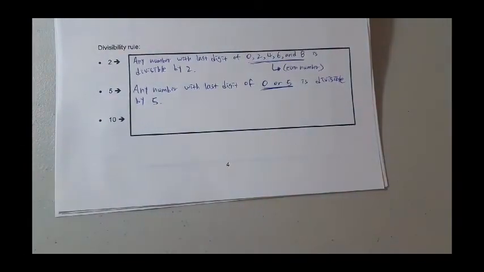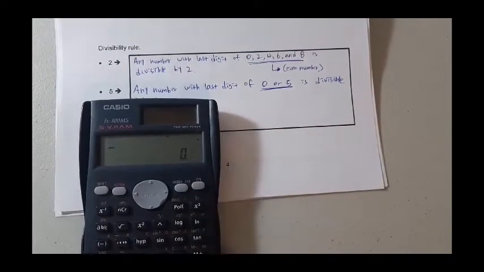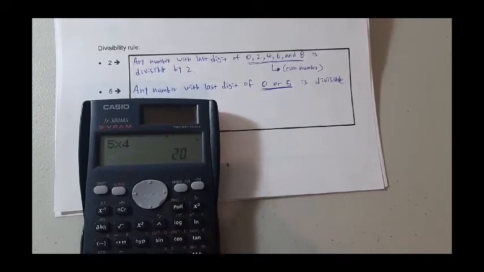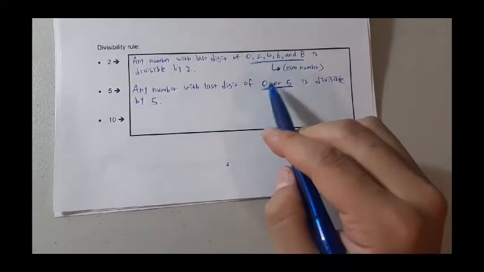If you doubt it, I want you to think about your multiplication of 5. 5 times 1 is 5. 5 times 2 is 10. 5 times 3 is 15. And 5 times 4 is 20. As you may notice, the multiplication of 5 always ends with 5, 0, 5, 0, 5, 0. So the divisibility rule for 5 is that the number always ends with 0 or 5.